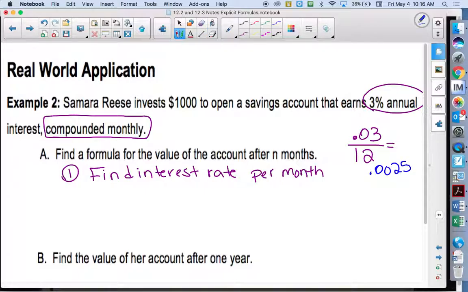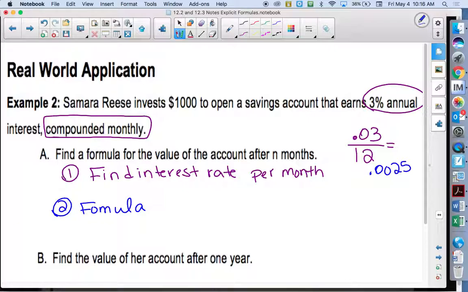So annual means that's what the rate is for the whole year, but because it's compounded monthly, every single month you're earning interest. So I need to find the percent that it would be, or the rate that it would be for each month. So now we have that rate. Now we need to come up with the formula. Does anybody remember how these start? So go back to chapter 7.